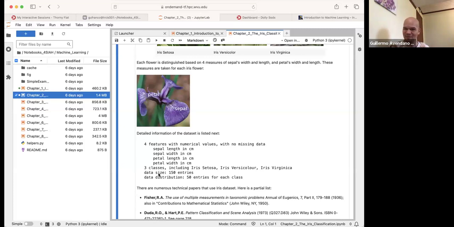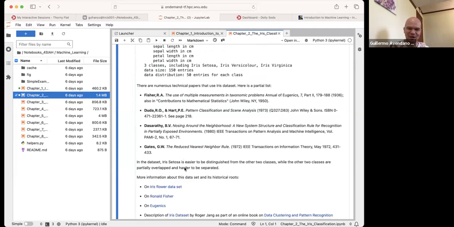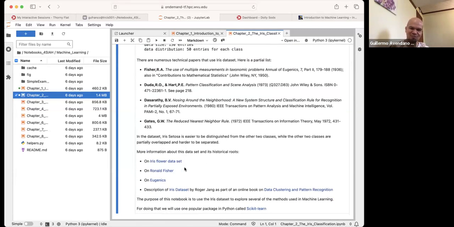What we have is the data, and that is the commonality of all machine learning processes. We have the data, and the only thing that we have to offer is big data. 150 doesn't look like much, but that's what we have. And the problem is simple. With 150, we can do things. So here are the citations for all that.